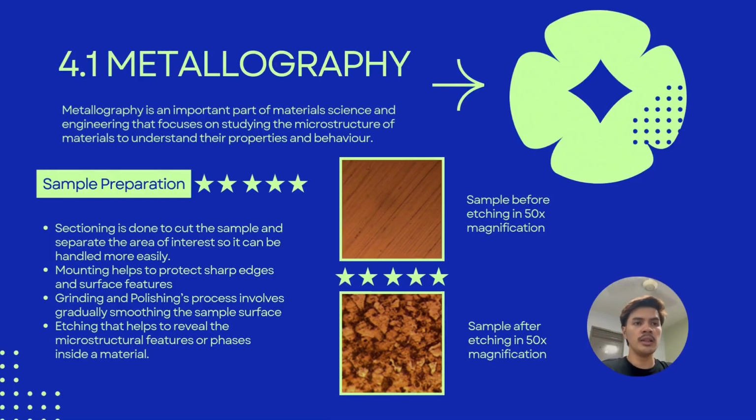The first one is sectioning, which is done to cut the sample and separate the area of interest so it can be handled more easily. The next one is mounting, which helps to protect sharp edges and surface features. The next one is grinding and polishing. This process involves gradually smoothing the sample surface. And the last one is etching, which helps to reveal the microstructural features or phases inside a material. We have also included the sample before etching and the sample after etching at 50 times magnification.